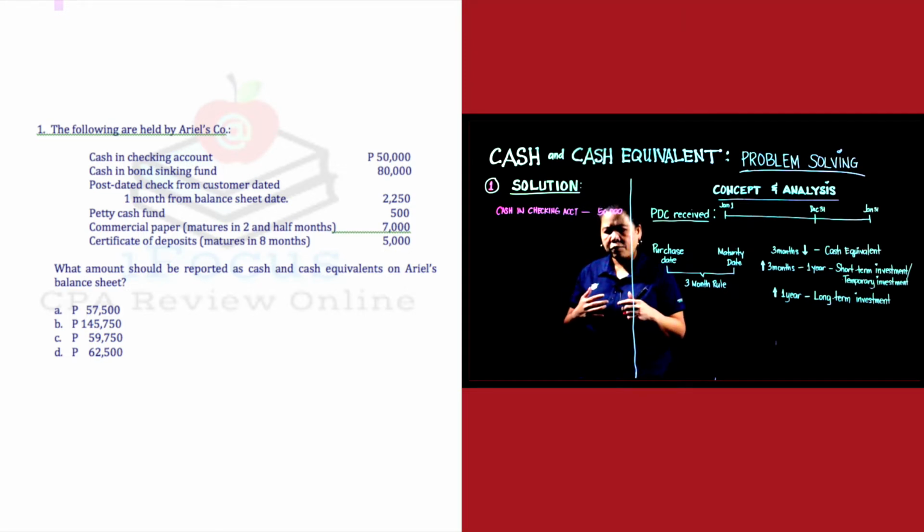Okay? But if the problem is silent, then we assumed the cash in bond sinking fund is intended for the long-term liability. So, kapag intended ito sa long-term liability, and long-term liability is a non-current liability, therefore, this item number 2, cash in bond sinking funds, should be classified as non-current assets. Alright? Nagpaparallel yan doon sa liability. Hindi siya kasama sa ating cash.